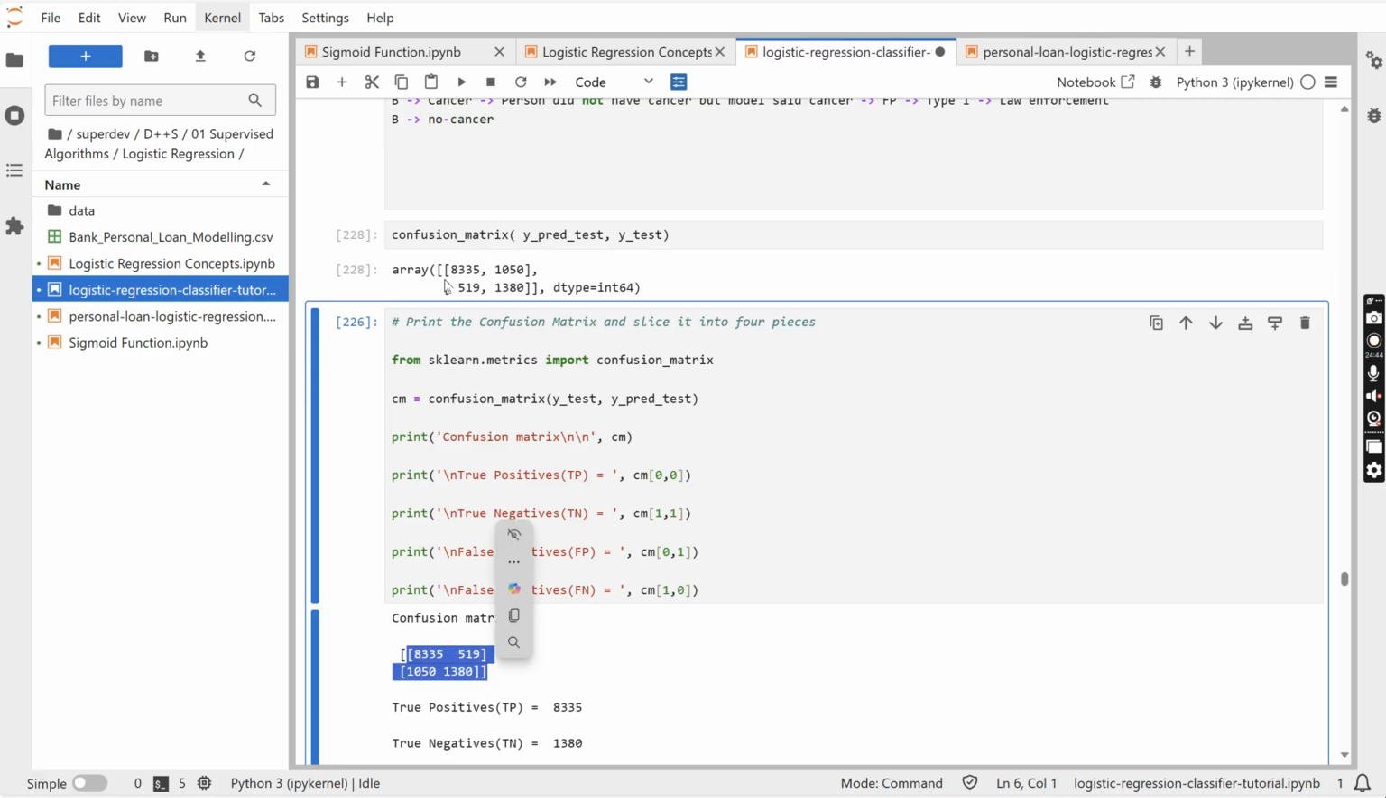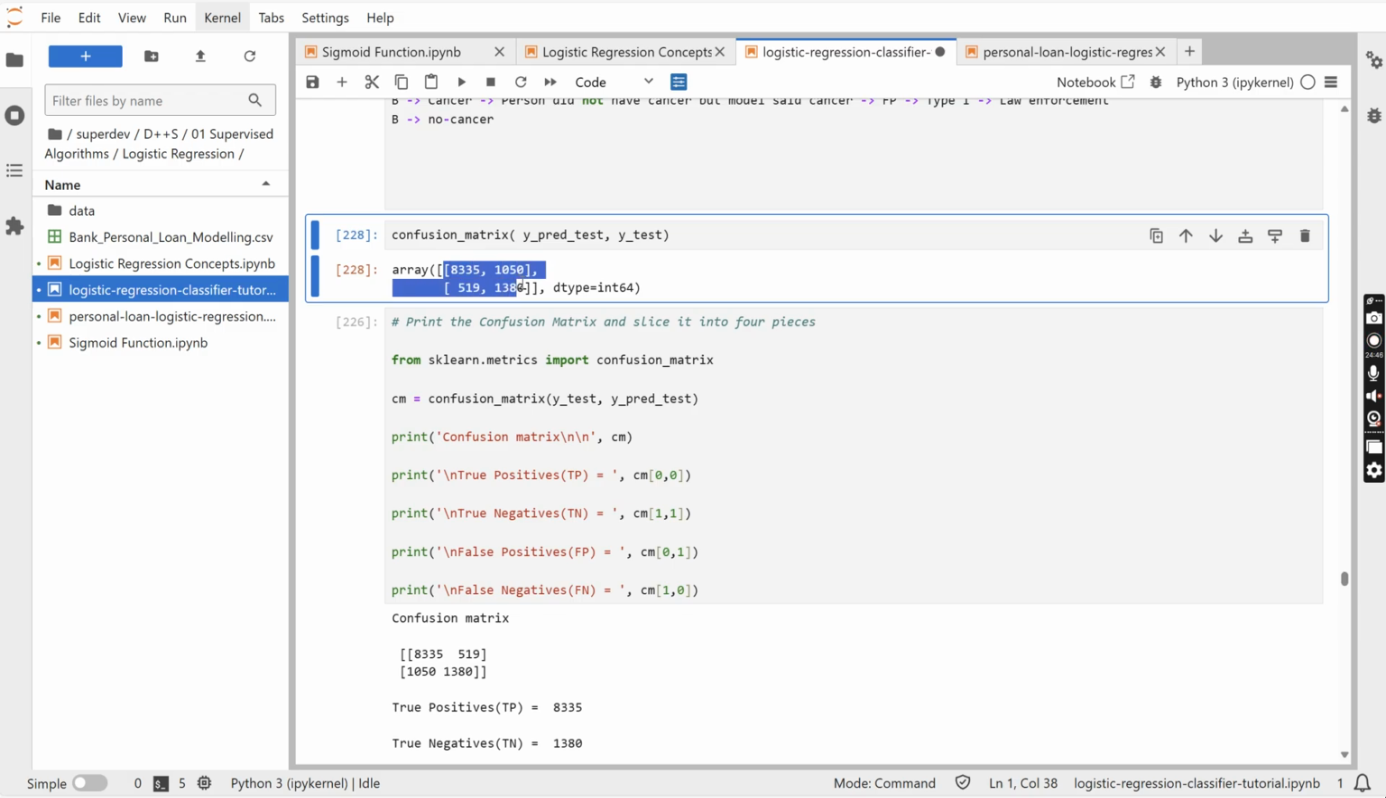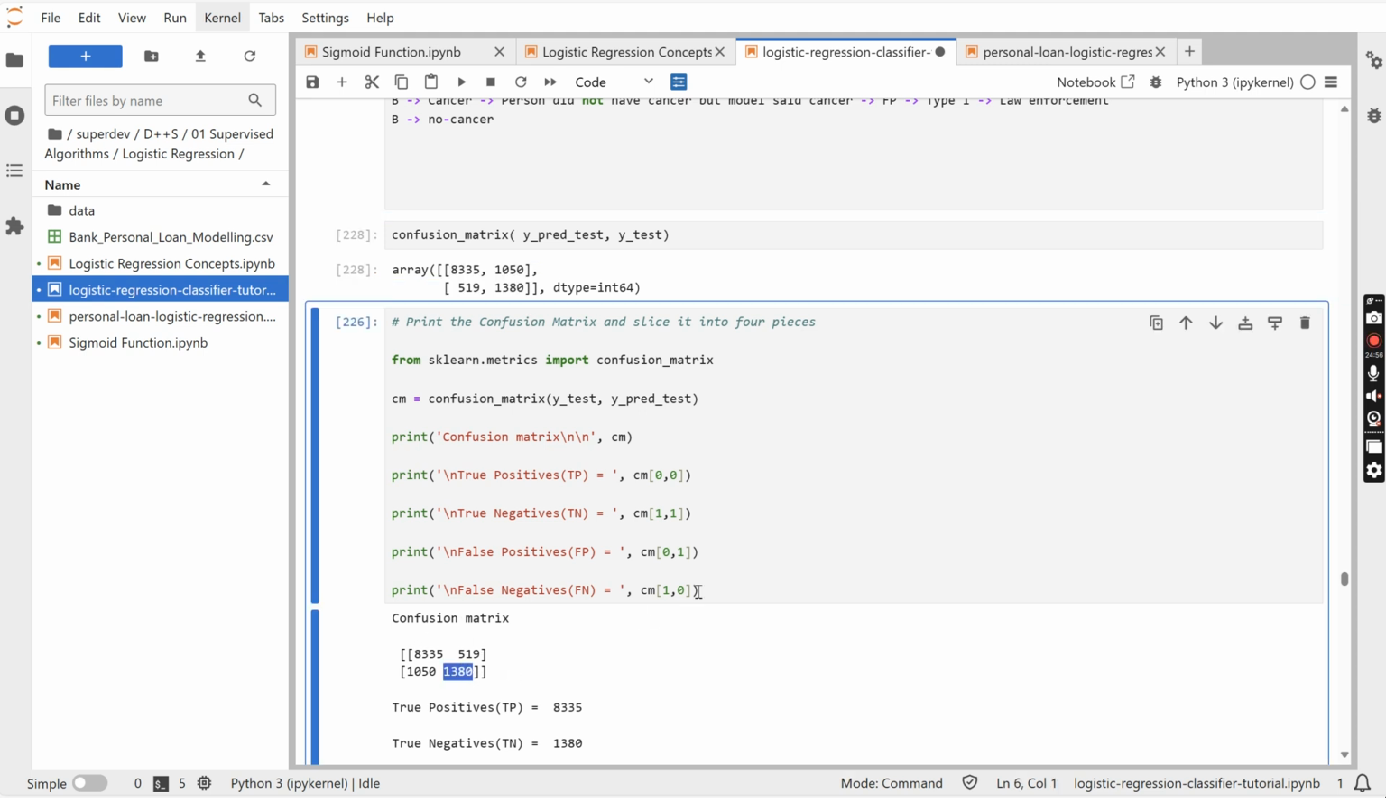Notice the order. I just want you to understand the order. Actuals are along the diagonal from the left to the right side. 8335 and 1380, that will not change. So your actuals will not change.